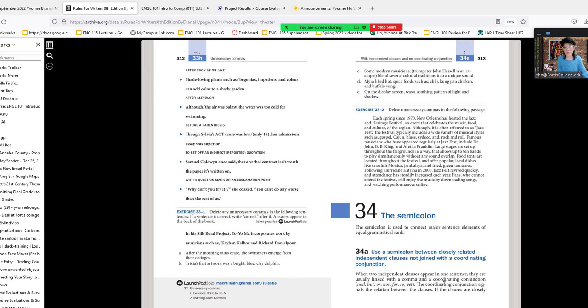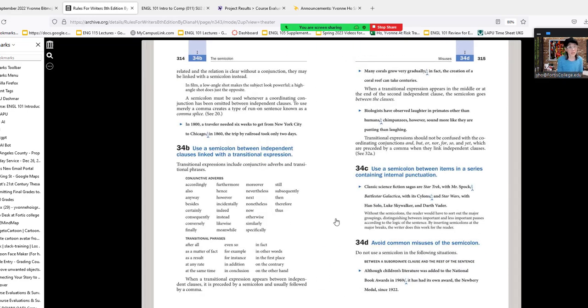The coordinating conjunction signals the relationship between the clauses. If the clauses are closely related and the relation is clear without a conjunction, they may be linked with a semicolon instead. In film, a low-angle shot makes the subject look powerful; a high-angle shot does just the opposite.